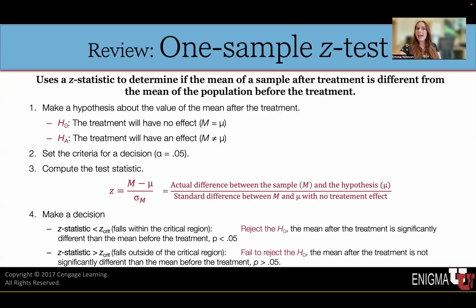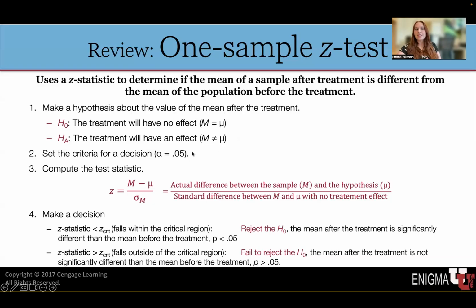So, as a reminder, we make a hypothesis about the value of the mean after the treatment. The null hypothesis is that the treatment will have no effect, the means will be the same. And the alternative hypothesis is that the treatment will have an effect. The mean of the sample after treatment will not be equal to the mean of the population before treatment.